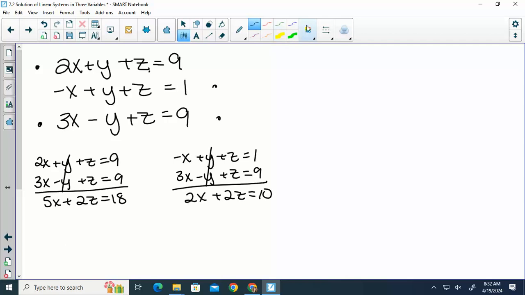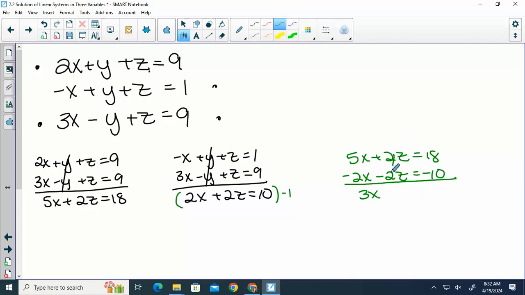So now I have to put those together. We could eliminate the z if we just take this one times a negative 1. So we get 5x plus 2z equals 18, and 2x minus 2z equals negative 10. 3x equals 8. So x is 8/3.